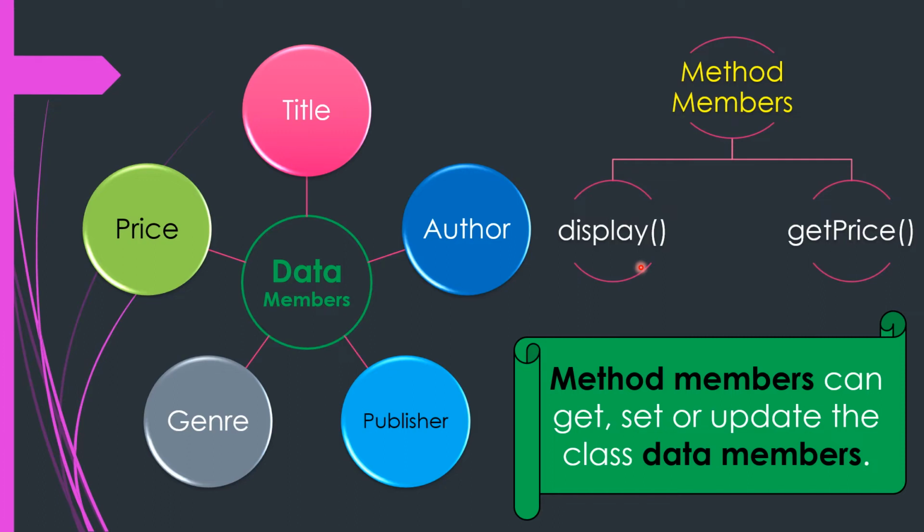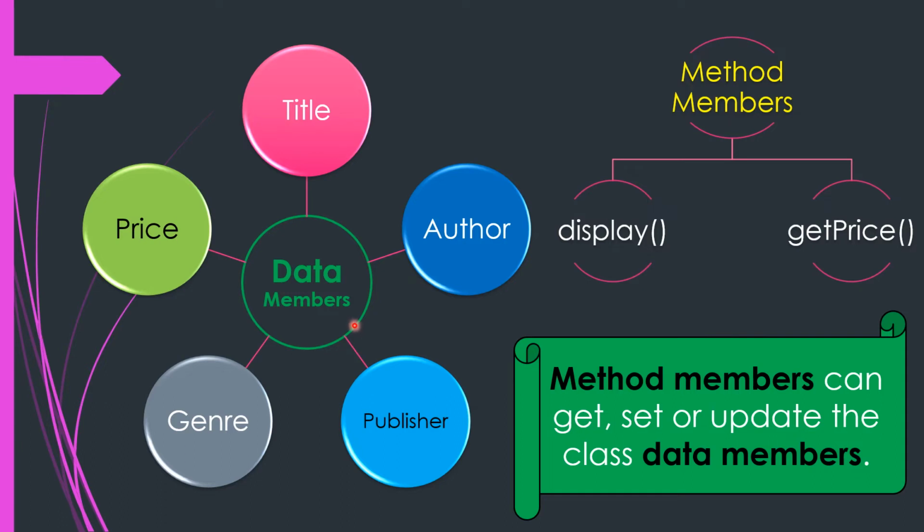So basically here in method members, we have various methods, and these methods tell you how to perform that action. If you want to display the details, how will the computer know that that action has to be performed? For this purpose, you have to define the method so that the computer can know that you want to perform some action. And when you define the method, then that certain action is performed. Also here it is written, method members can get, set or update the class data members.